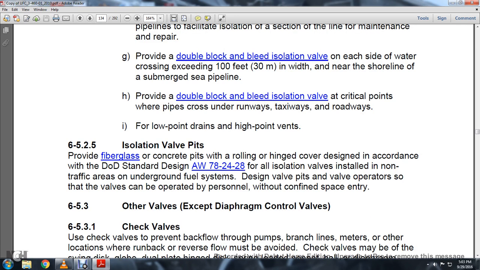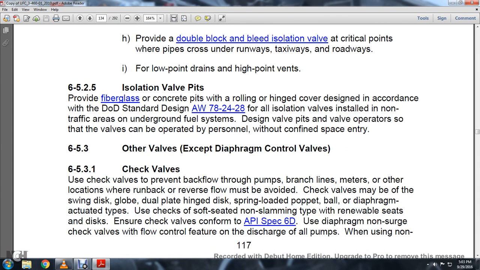6525 Isolation valve pits. Provide fiberglass or concrete pits with a rolling or hinged cover, designed in accordance with the Department of Defense Standard Design AW78 2428, for isolation valves installed in non-traffic areas of underground fuel systems. Design valve pits and valve operators so the valve can be operated by personnel without confined space entry. 653 Other valves, except the diaphragm control valve.